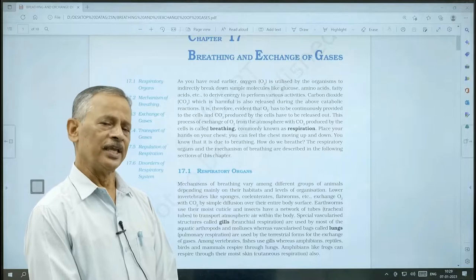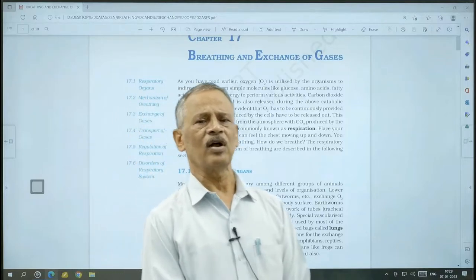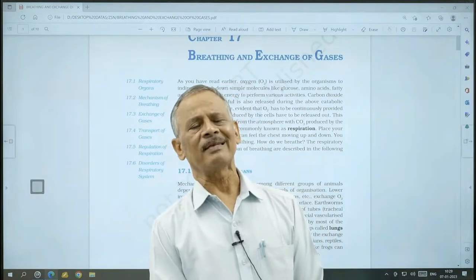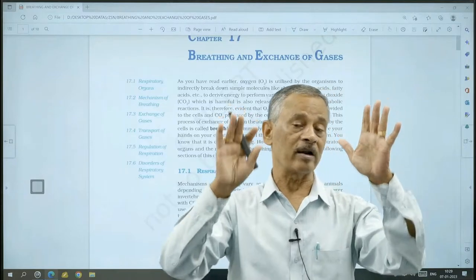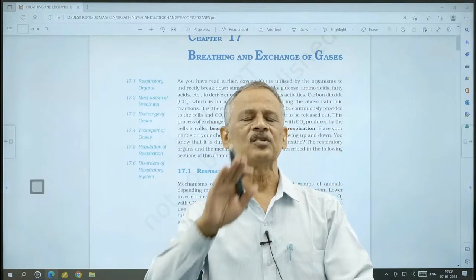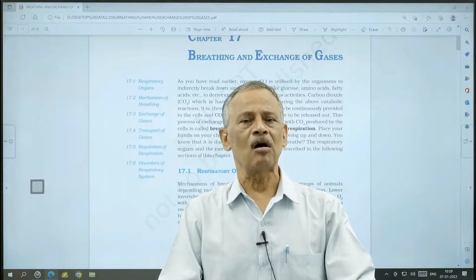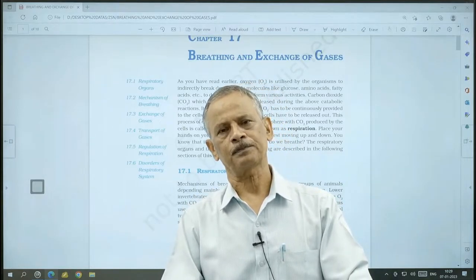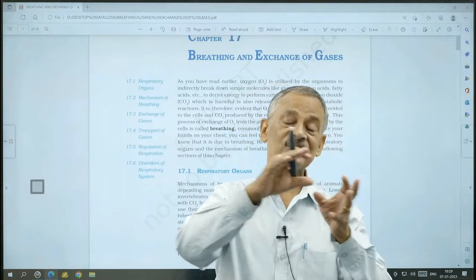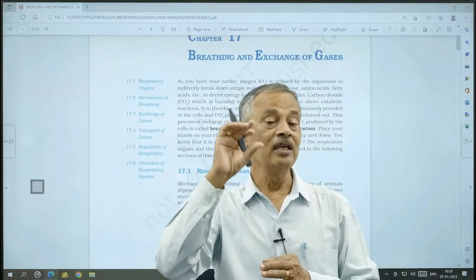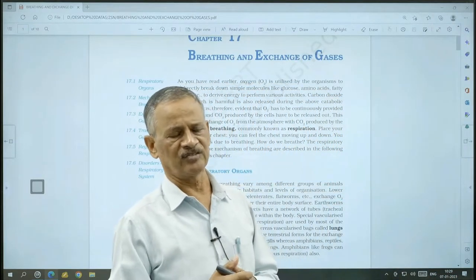For example, in earthworm, we have the skin. In frog also, when it is in water, the skin can act as the respiratory surface, because skin is soft, glandular, and always wet. So exchange is possible. Respiration taking place through the skin is called cutaneous respiration. Whereas in cockroach, we have studied that the air is taken directly to the tissues through highly branched tubes called trachea. That mechanism is called the tracheal mechanism.